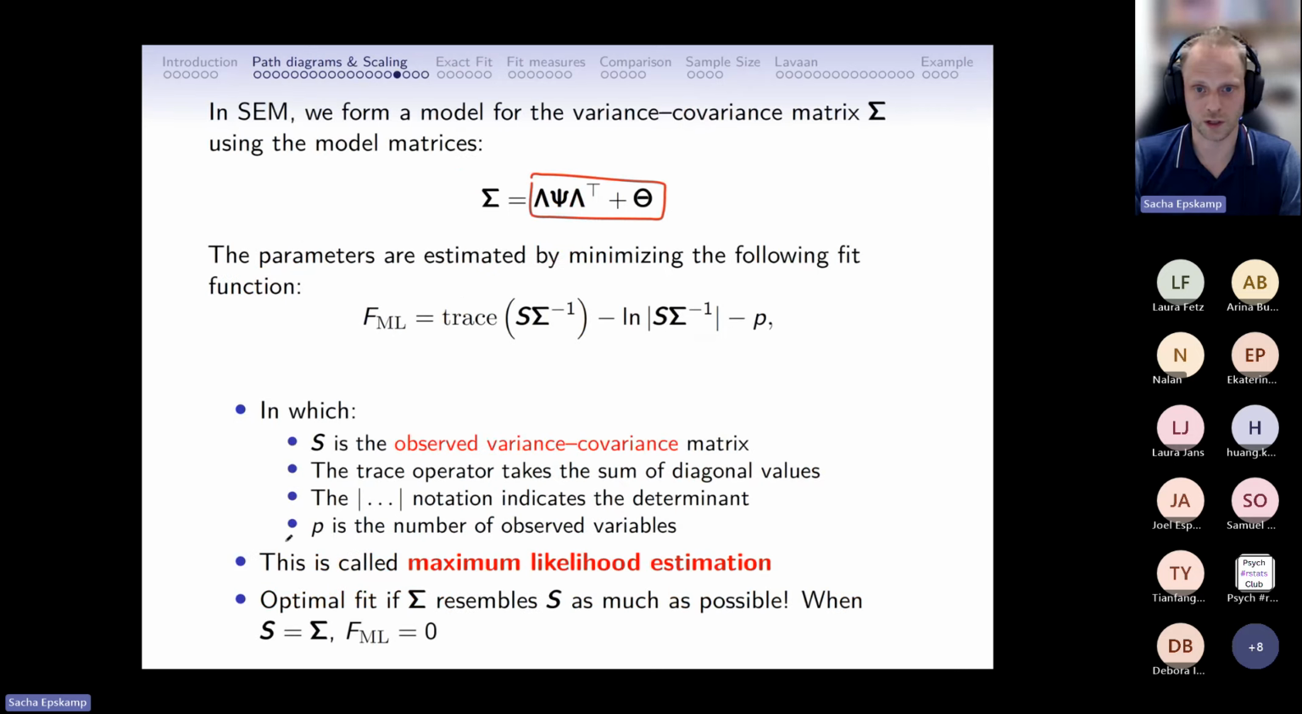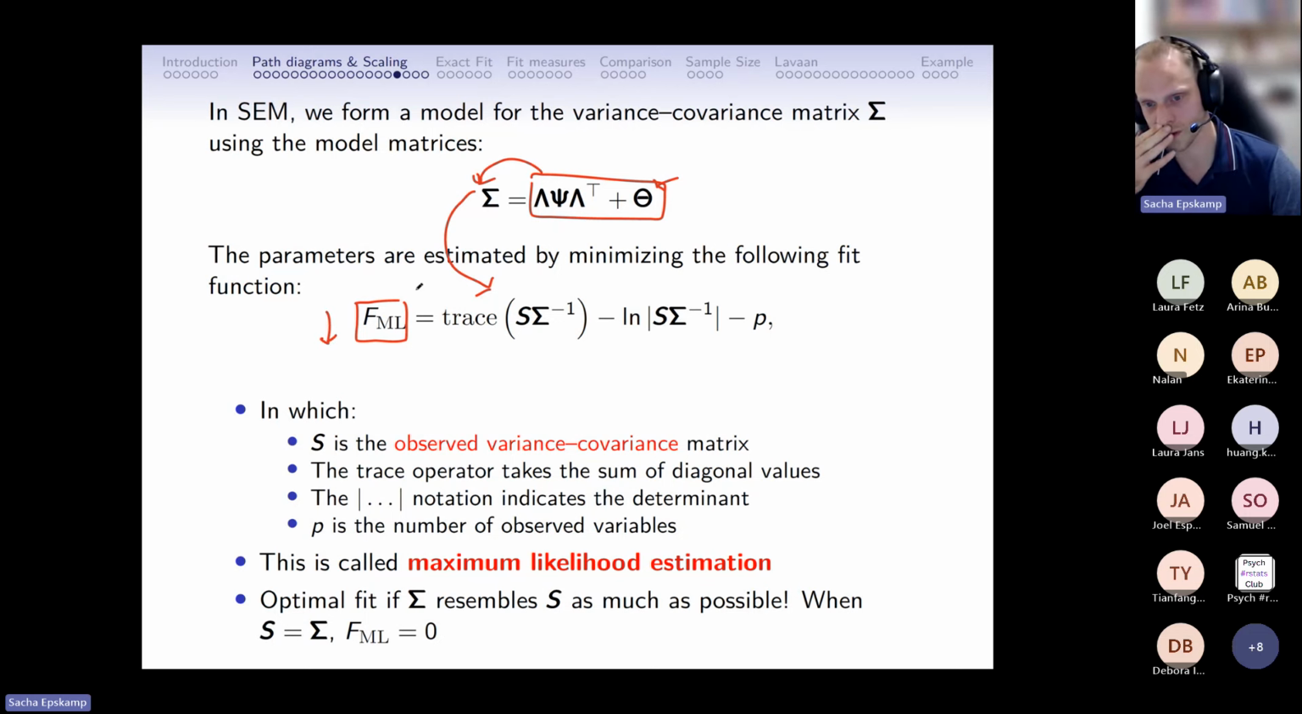So we can only do it once, which is nice. Any SEM software will do this. It will start with some starting values, so it will start with the first guess of the parameters, compute sigma, and then put it in this expression in some stepwise algorithm to optimize this fit function. Optimizing meaning that it keeps trying different parameters so that this thing becomes as low as possible.